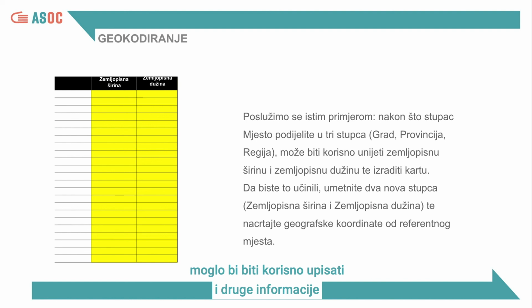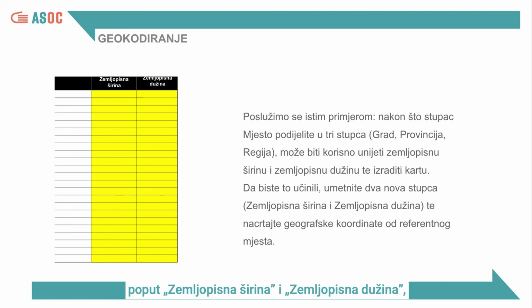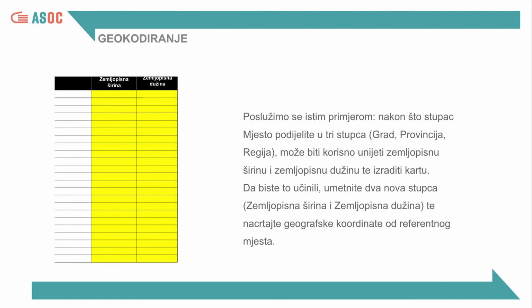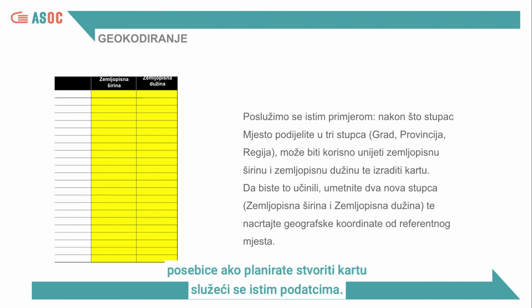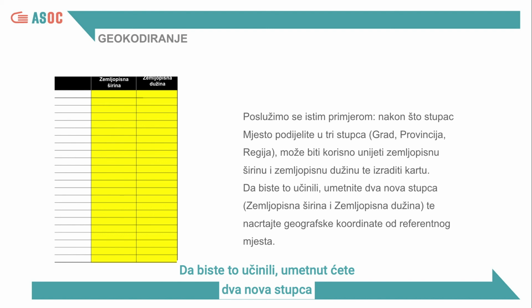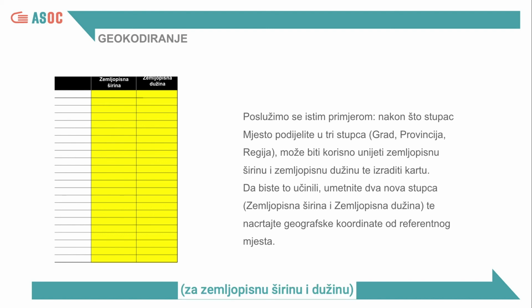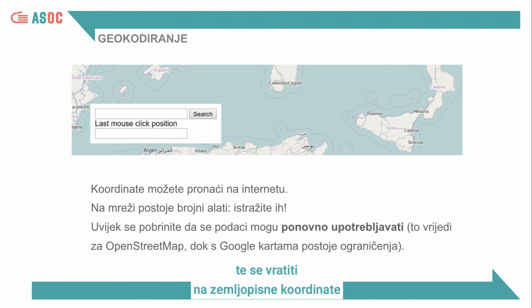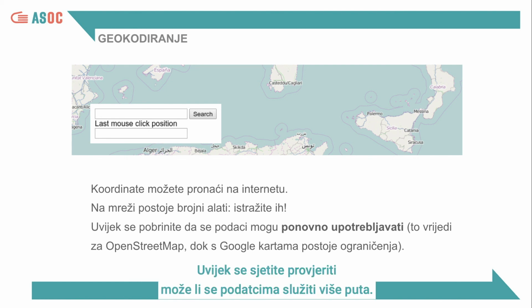Using the same example as before, after dividing the place column into 3 columns, municipality, province, region, it might be useful to enter other information, such as latitude and longitude, especially if you plan to build a map using the same data. To do this, you will insert 2 new columns, latitude and longitude, and you will go back to the geographical coordinates through the reference document. There are various online tools that are able to geocode. Always remember to make sure that the data is reusable.